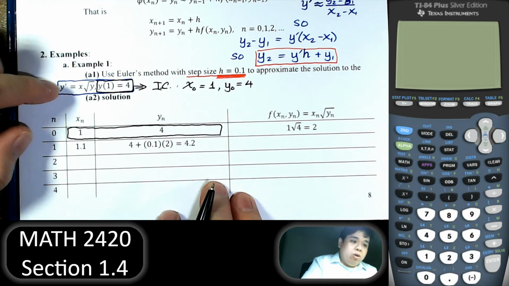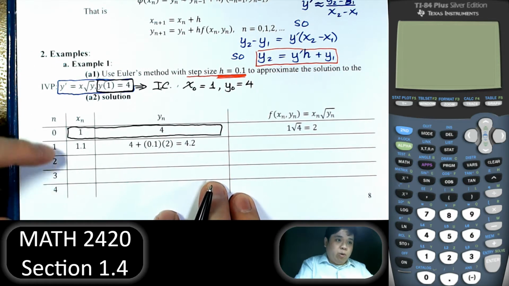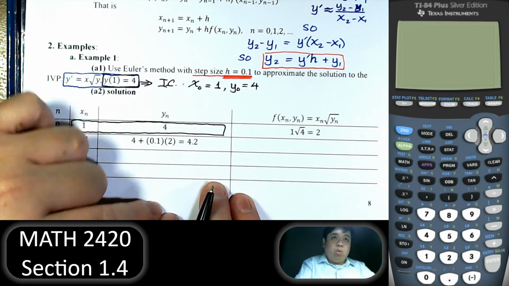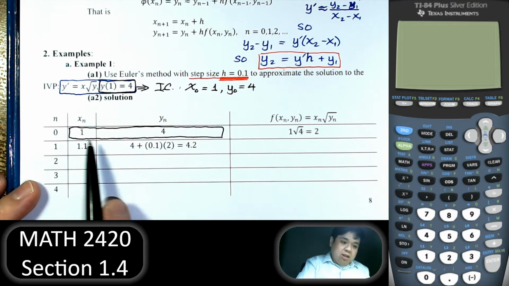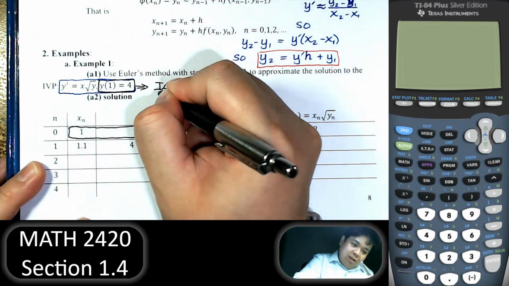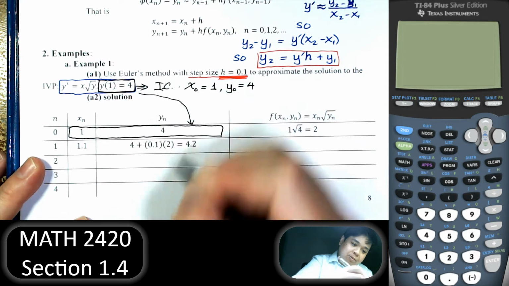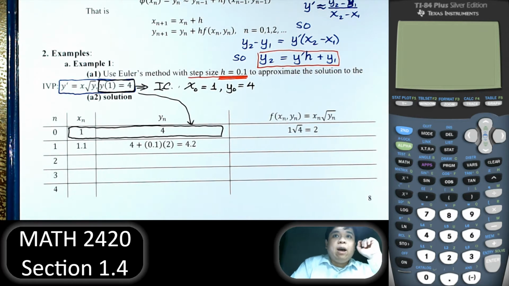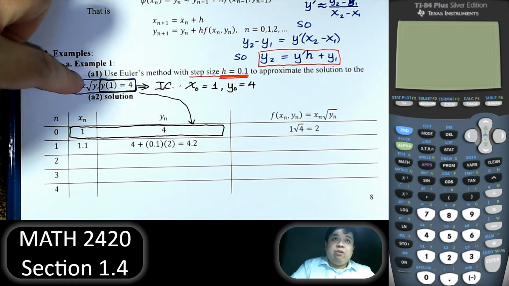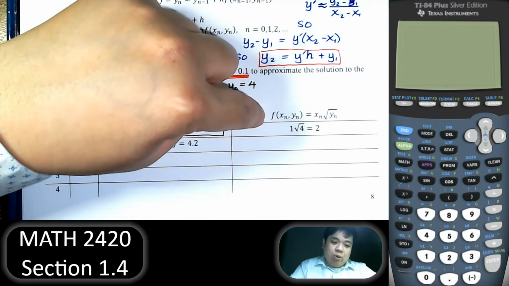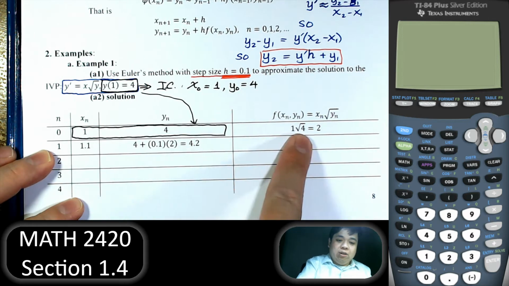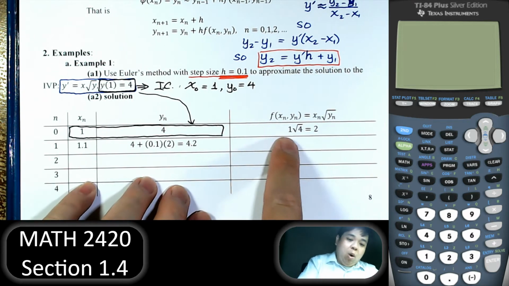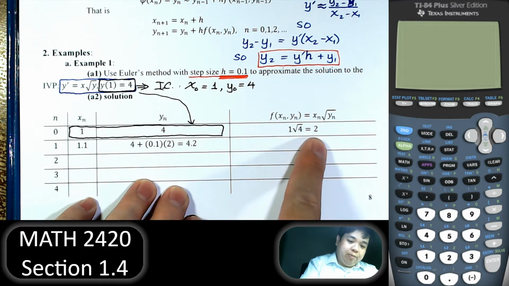So we make a table of n equal to 0, 1, 2, 3, 4, and then those are the x values, these are the y values, and this is the initial condition. That's what we start with. Now, we have x, we have y. Put in here, we certainly can find the slope, right? So we calculate that. It gives us 1 times square root of 4, that is 2. Right, so that's good.